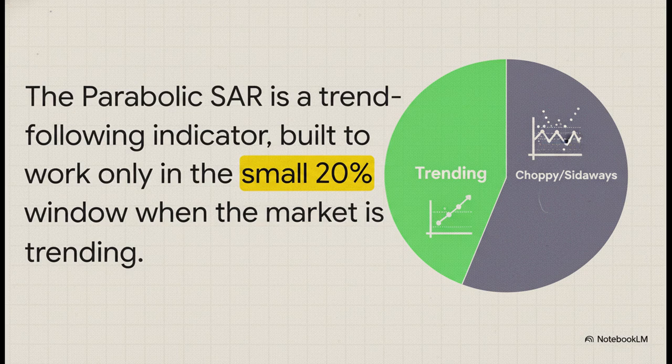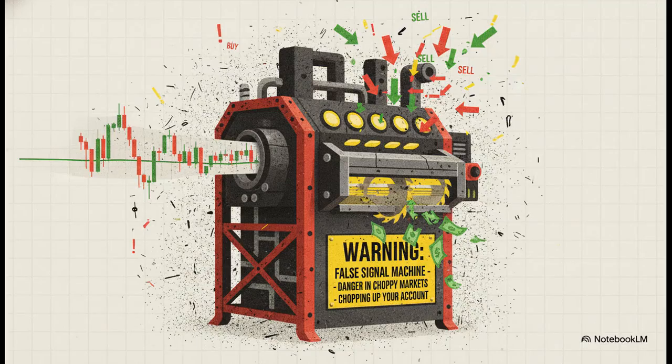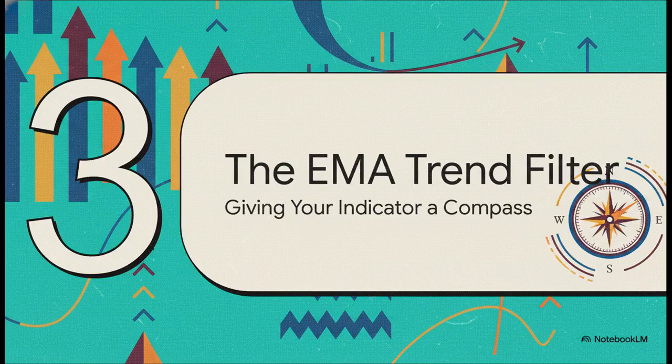The parabolic SAR is a trend-following indicator. That means it was only designed to work in that tiny 20% window when the market is actually trending. So what happens during that other 80% of the time? Well, the SAR transforms from your best friend into a massive, account-destroying false signal machine. The dots just keep flipping back and forth. Buy, sell, and what felt like clarity now just feels like you're getting chopped to pieces with every flip. So how do we fix this? How do we tame this thing?